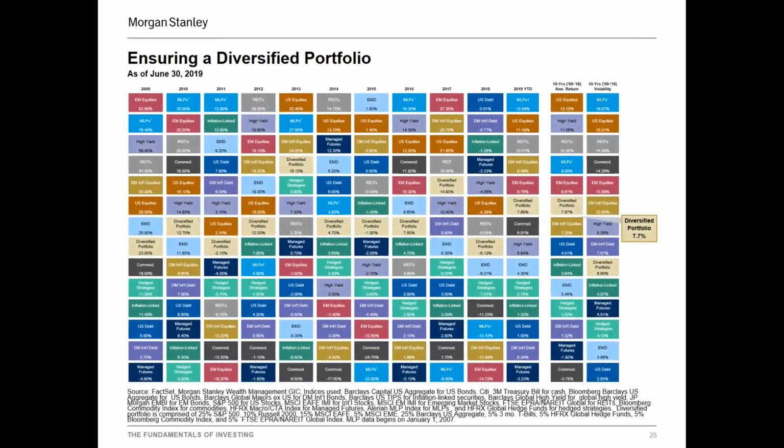Having the right asset allocation will ensure a diversified portfolio, and this chart shows the best performing types of investments each year for the past 10 years. As you can see here, having a diversified portfolio helped to ensure the balance of return and risk.